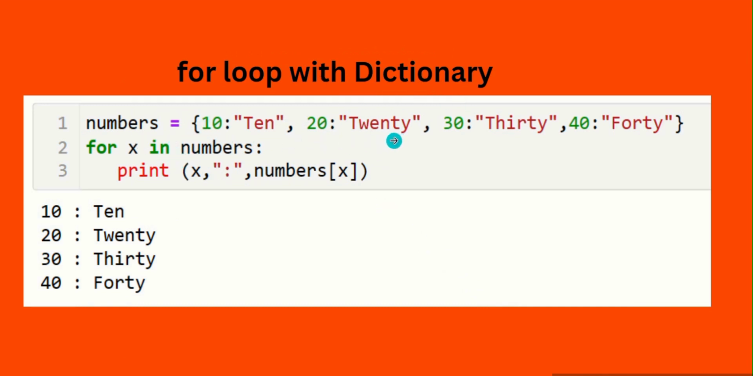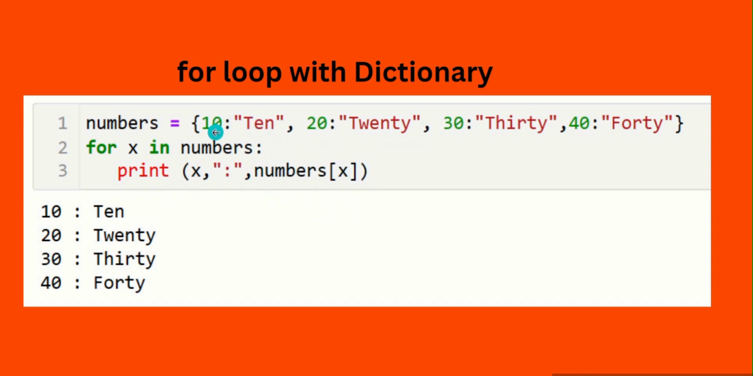I have taken a dictionary. Remember the dictionary syntax? This is key and value separated by a colon. I have 4 keys and values here and my dictionary name is numbers. Now for variable x in numbers colon print what? x comma colon comma numbers of x. This means the value of my key should get printed.